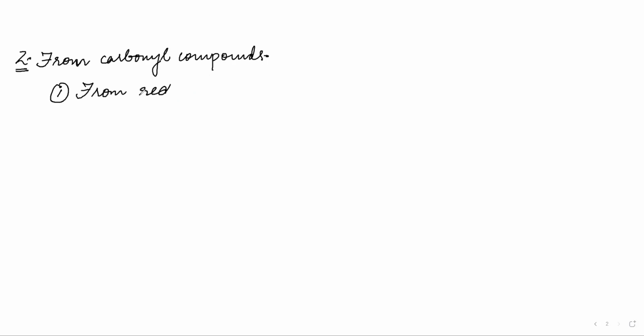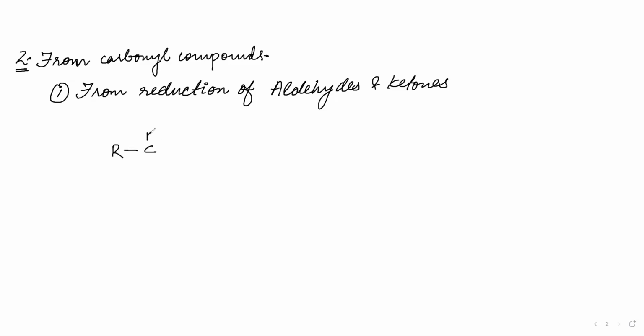So number 1 is from reduction of aldehydes and ketones. Okay. So if I take an aldehyde like this, R, which is bonded to a carbon atom, double bonded to oxygen and a hydrogen, and we add a reducing agent, we can use H2 in the presence of Pd.